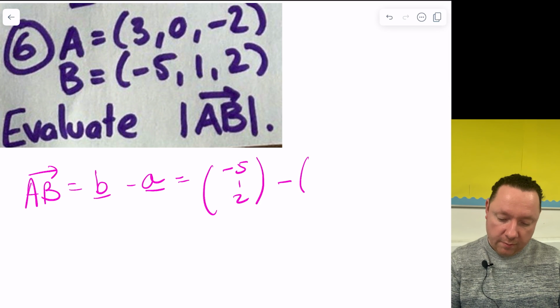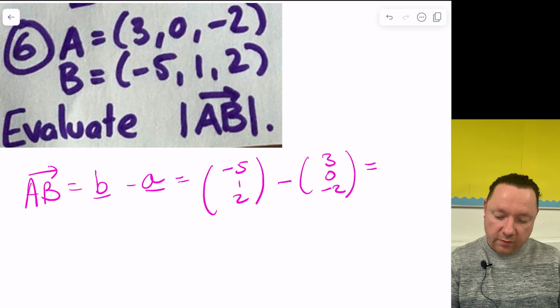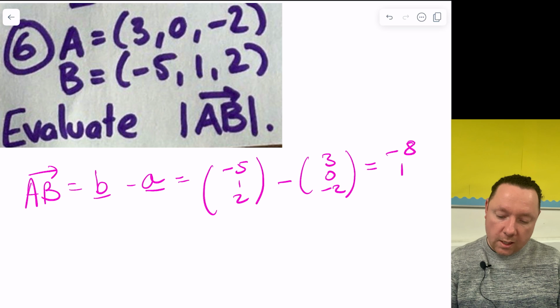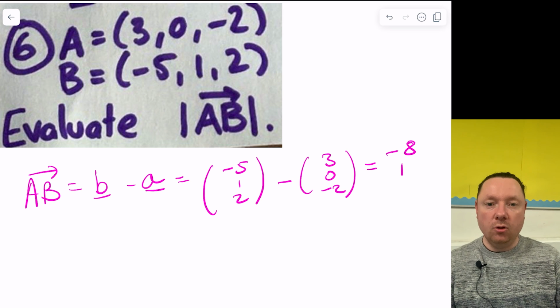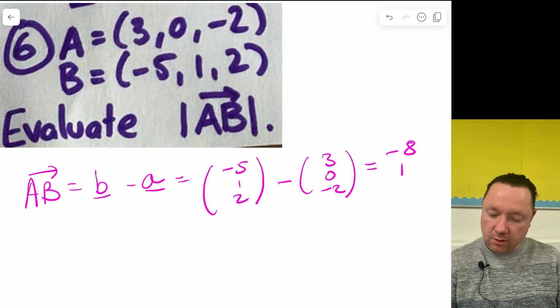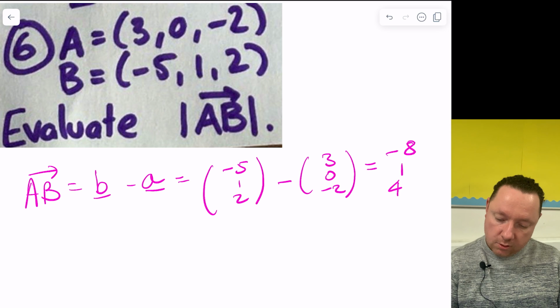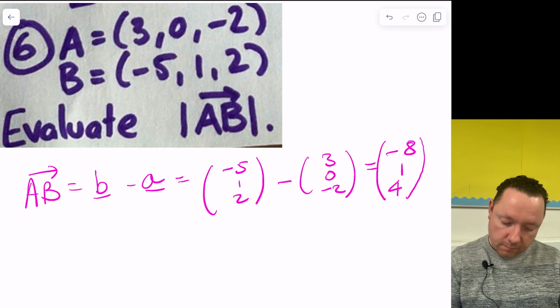Take away 3, 0, minus 2. Minus 5 minus 3 is minus 8. 1 minus 0 is 1. 2 minus minus 2. Minus minus makes plus. So that's 4. So now I want the size of that.